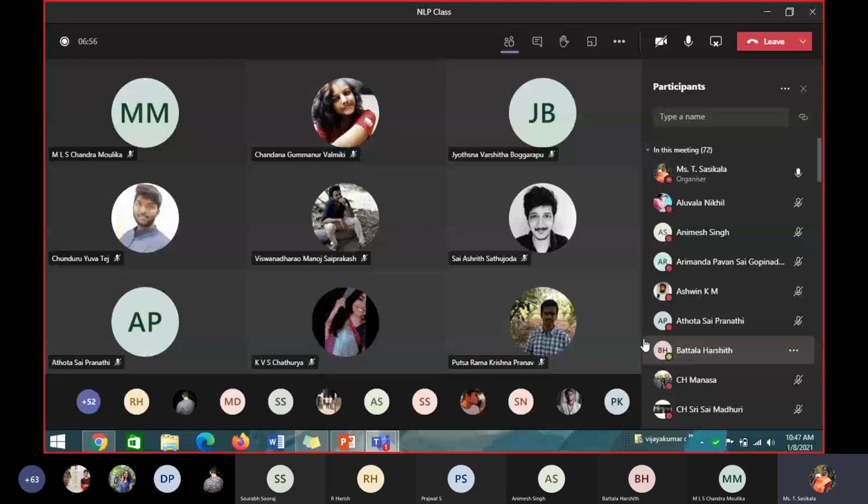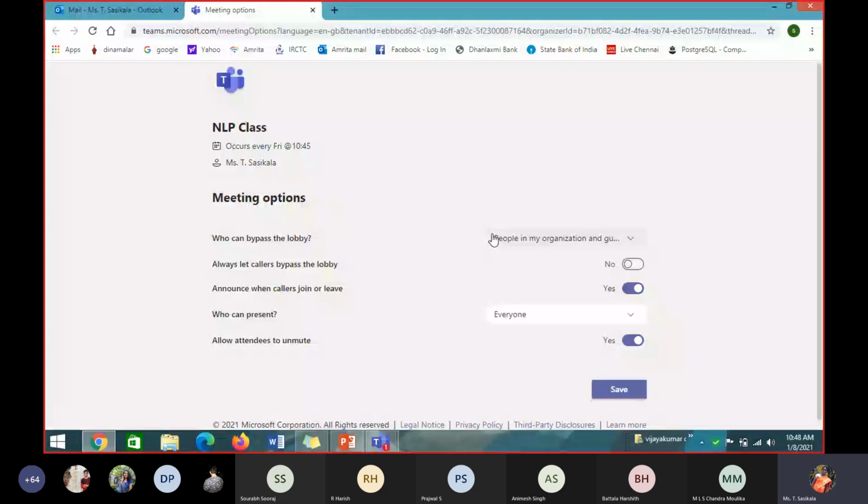Change the settings also once. One second, students, I'll change the settings. Yeah, now you can see the screen, right?